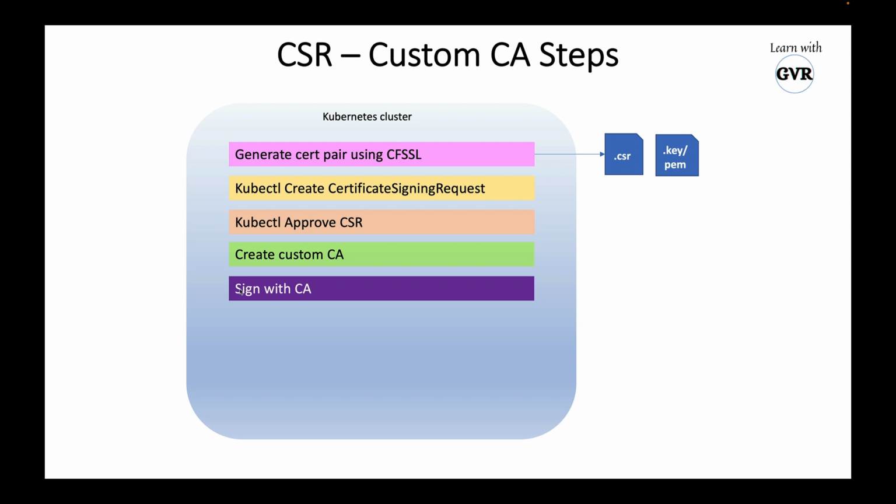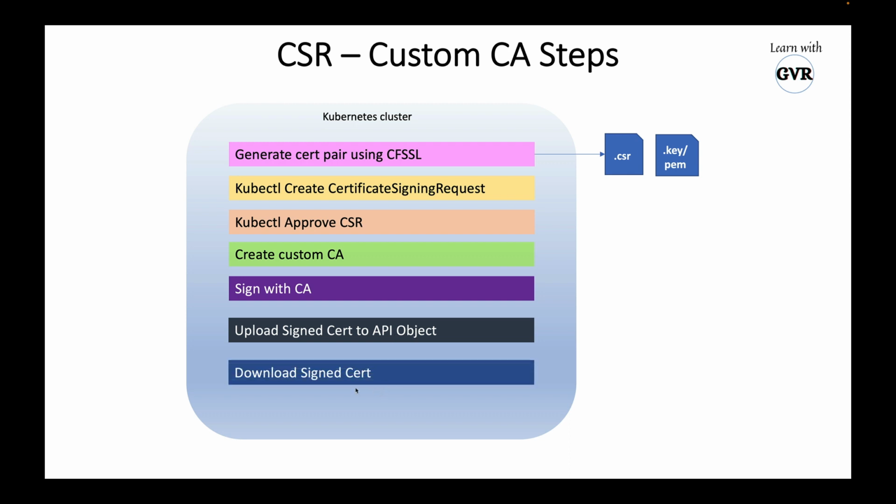Then after that, you will sign with the CA. Signing with the CA, to whom? This is the certificate which is the approved certificate. Next, once the signing is complete, you will upload the signed certificate to the API object level so that it will reside there. Then download it and then use it. Where will you use it? You will use it as a secret in the pod, right?